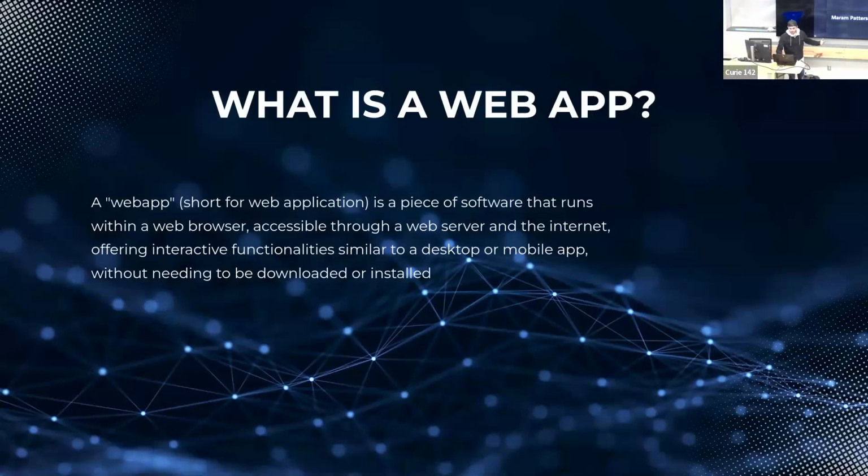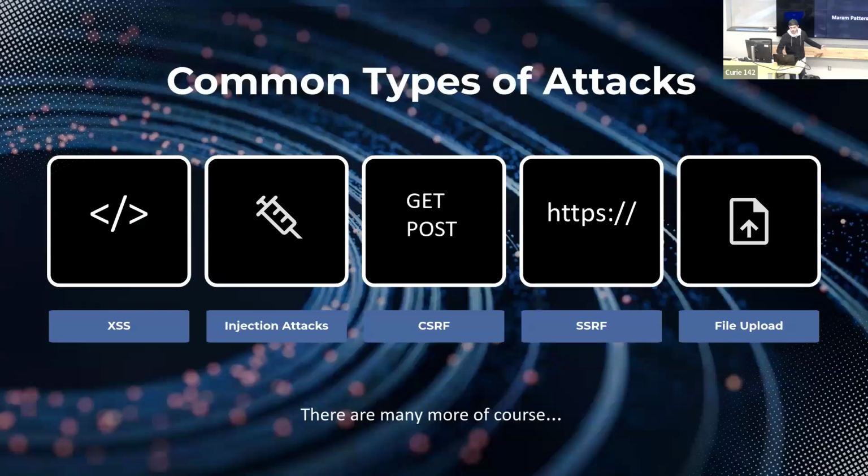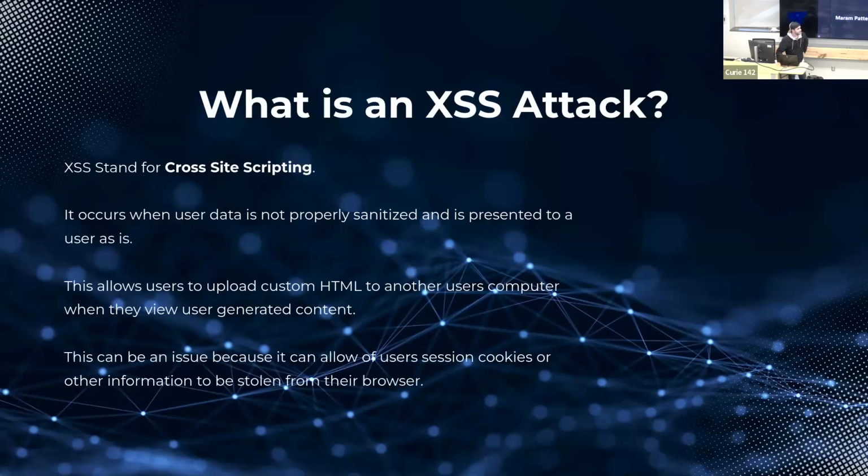So of course, there are vulnerabilities with it. So common types of attacks. So there's a few of them. Cross-site scripting attack, so XSS, injection attacks, cross-site request forgery attacks, server-side request forgery attacks, and file upload attacks. Of course, there's many more, but that's beyond the scope of this one. So I guess we'll go into what is an XSS attack. So XSS, as I said earlier, is a cross-site scripting attack. It usually occurs when user input is not properly sanitized.